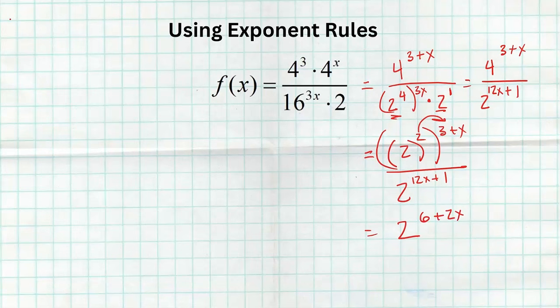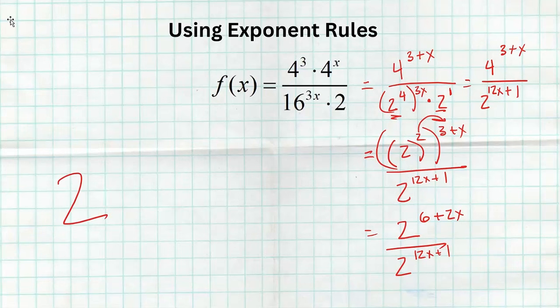Again, you got to distribute, right? Because that 2 gets multiplied by 3 plus x. Your 2 powers multiply. So I get 6 plus 2x over 2 times 12x plus 1. Now, remember, I'm going to subtract, because when you have division with the same base, you're going to subtract your exponents.